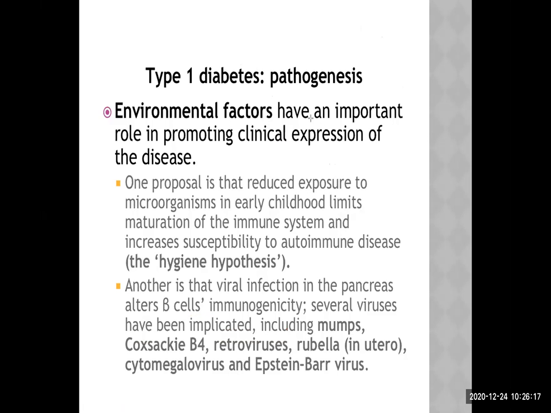The environmental factors have an important role in promoting the clinical expression of the disease. So let me clarify once again here. The person is already having those affected genes. The person is already having genetic susceptibility. On top of that, if these environmental factors are present, then only there is a chance of destruction of beta cells. We should always understand it like this.